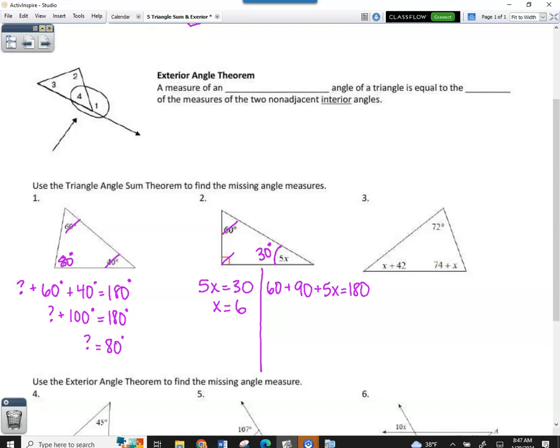Number 3 has 3 angles. How many of them do I already know? I only know one of them. But I can still use the subtraction method here. What do I know the total has to be? 180. What do I already know in the picture? So I can do 180 minus 72, which would leave me with 108. Now, 108 is not one of these angles, because how many are left?